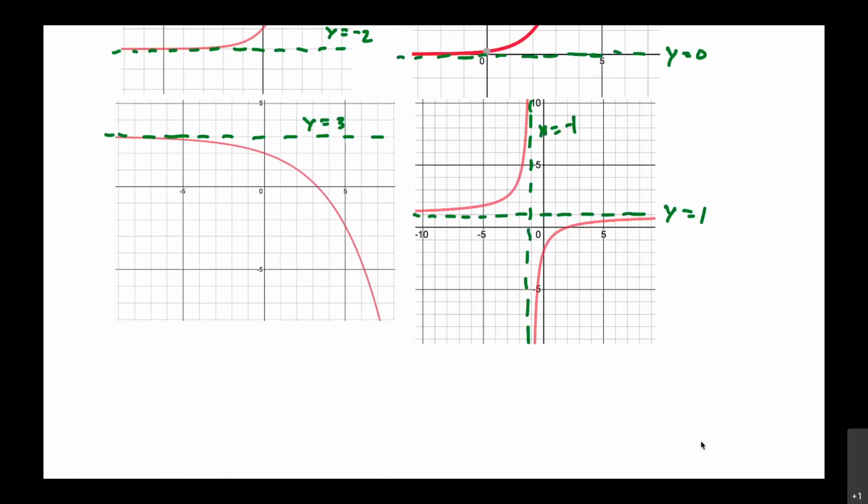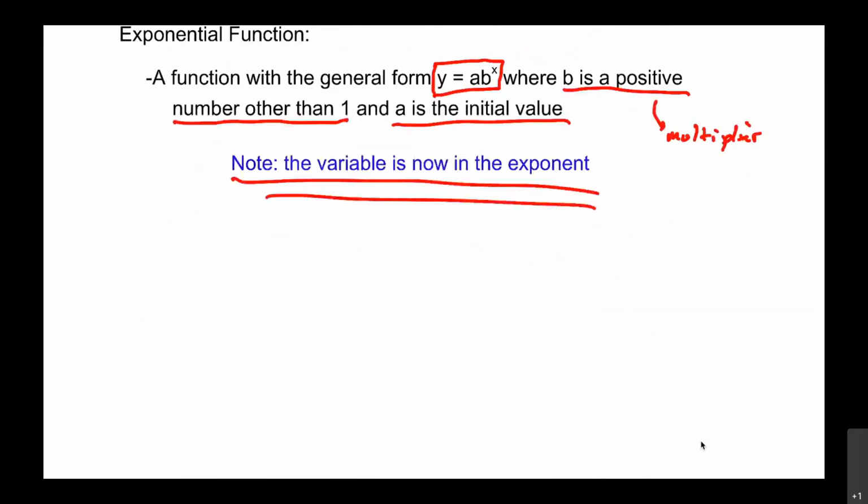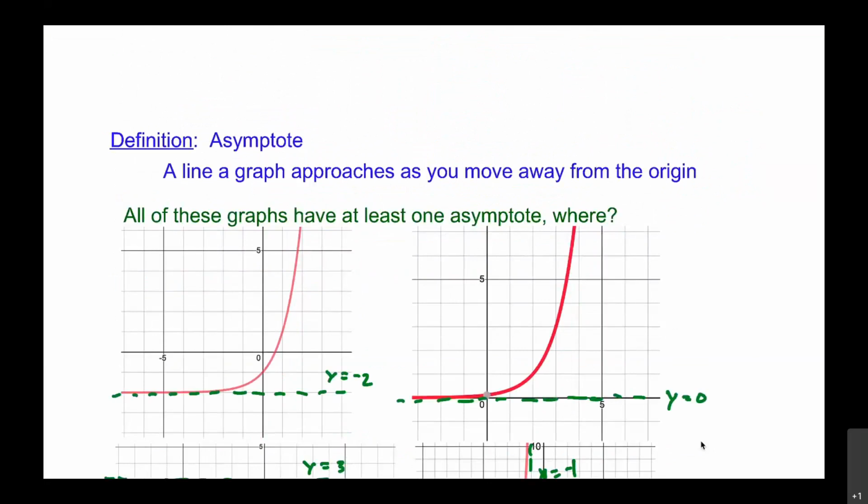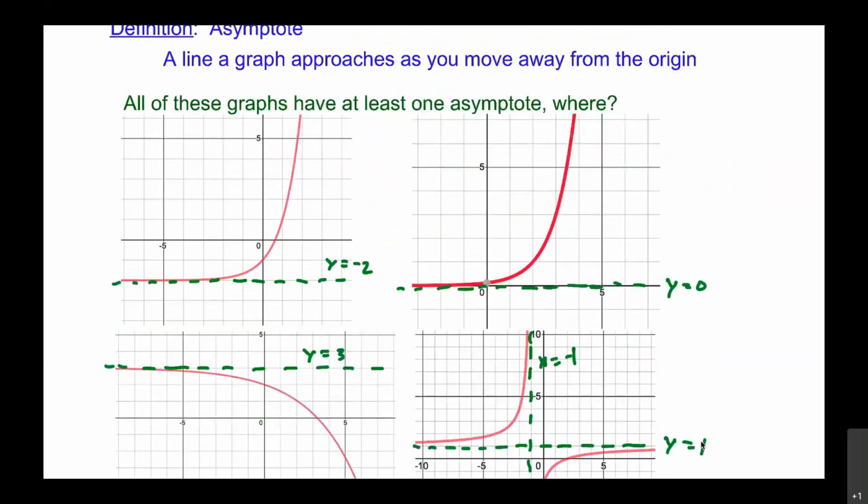Okay, so some properties. If I go back for a second, the general equation is here, with that multiplier idea. One of the properties of the graph is that you will always see some sort of asymptote, and it's almost always going to be a horizontal asymptote with exponential functions. Any questions so far? We're doing okay? All right, let's keep going.